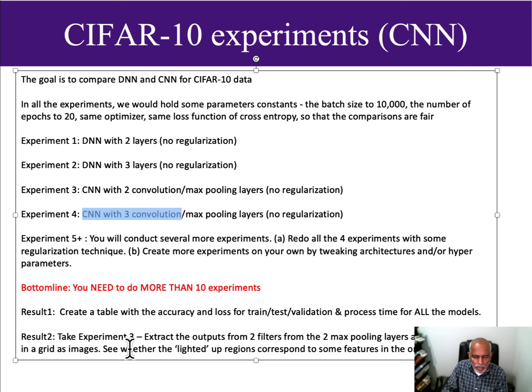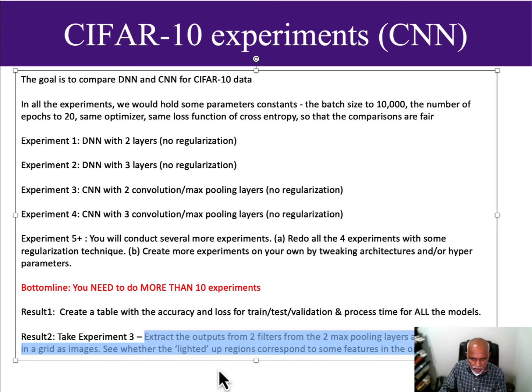Okay, result 2 is: take experiment 3, that is the CNN with 2 convolutions, extract the outputs from 2 filters from the 2 max pool layers and visualize them in a grid as images, and see whether the lighted up regions correspond to the same features in the original image. Okay, so this is a very interesting exercise.